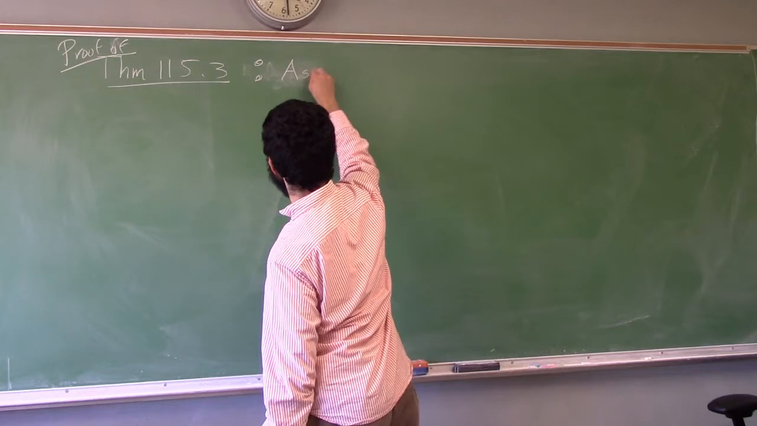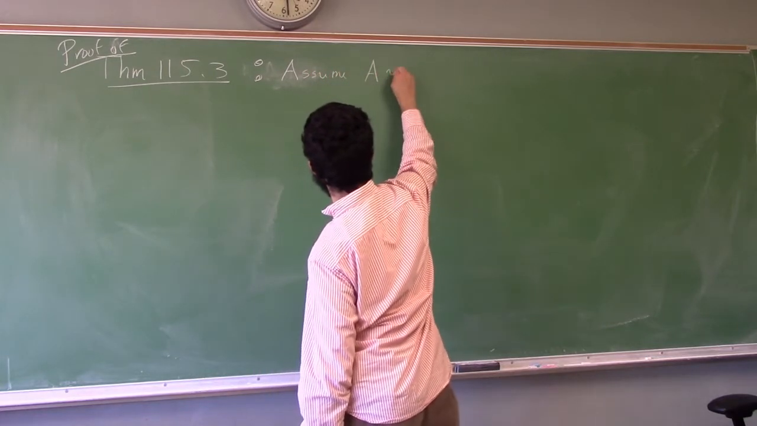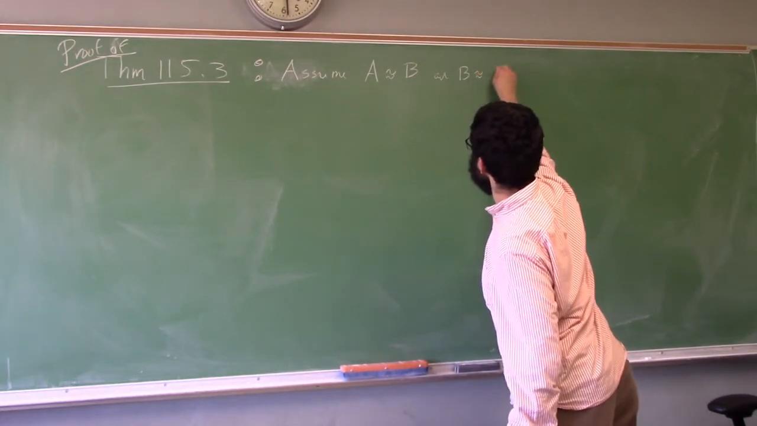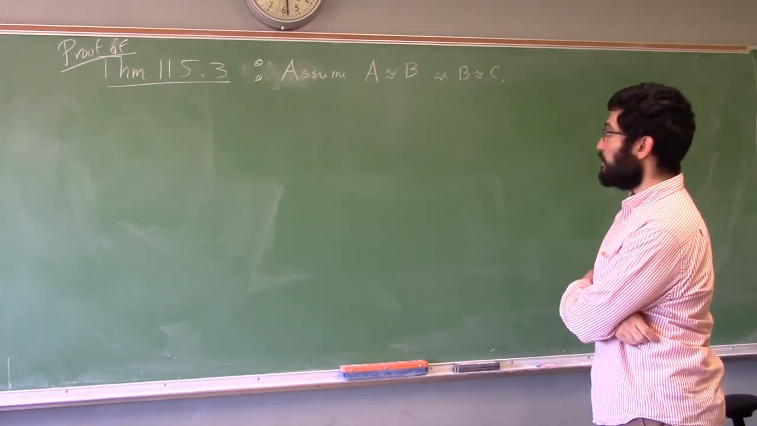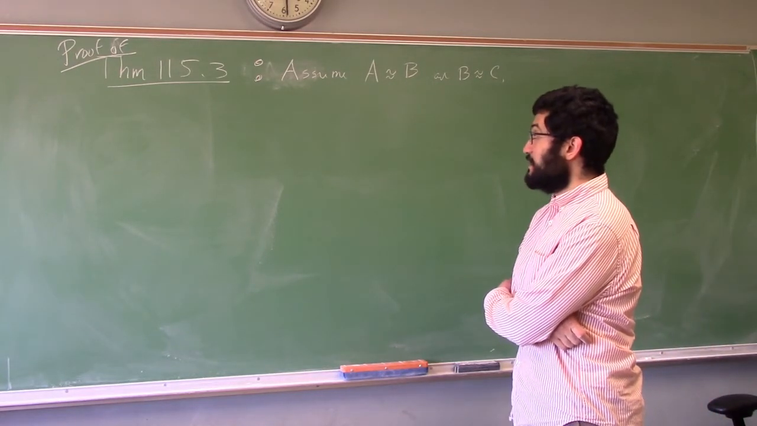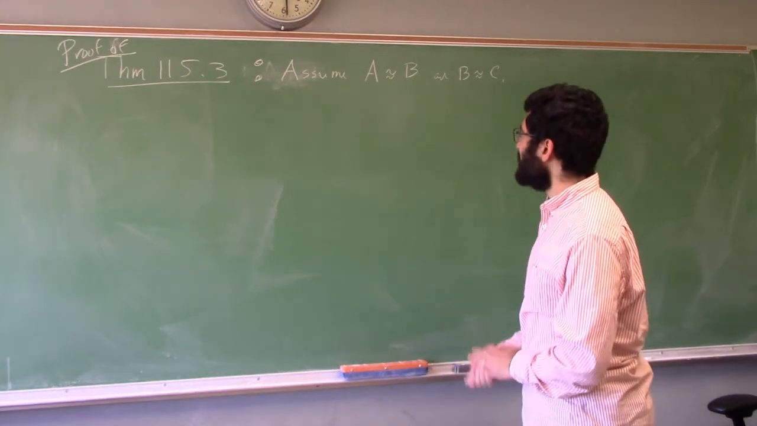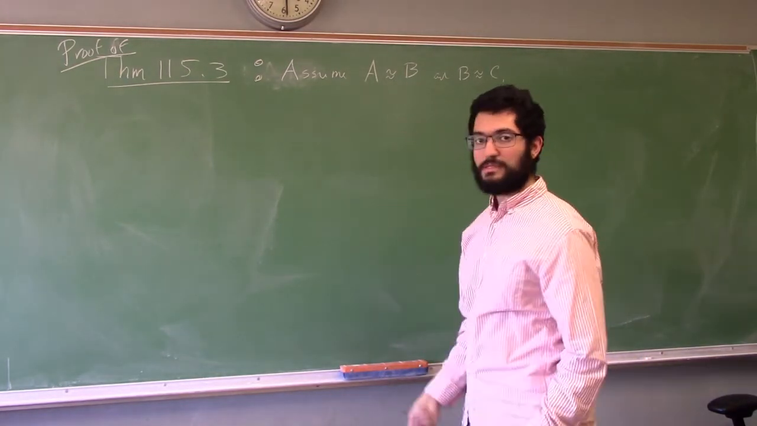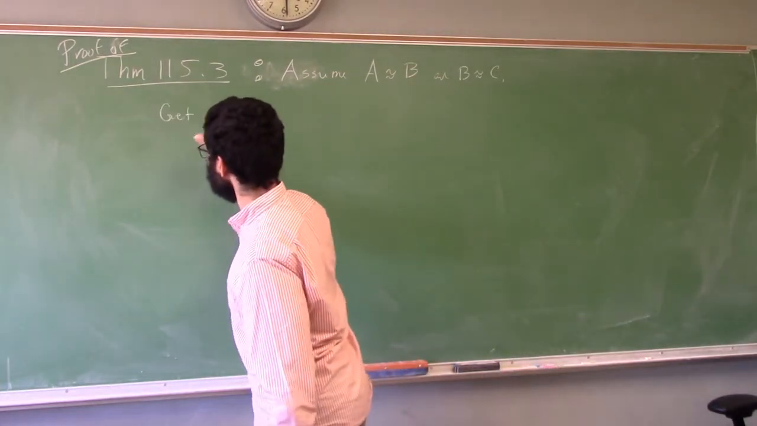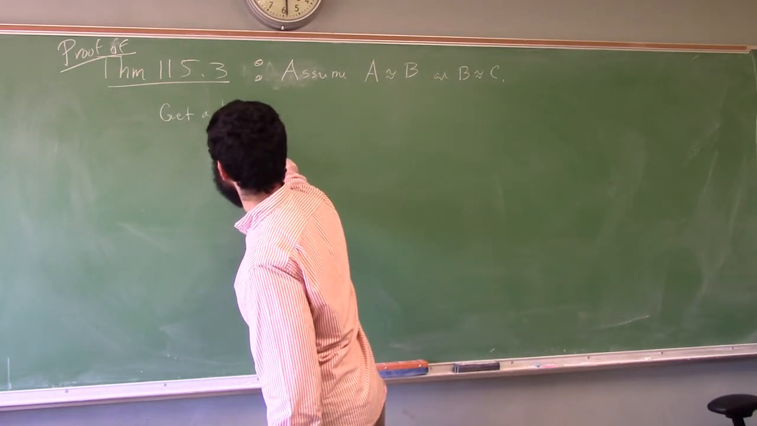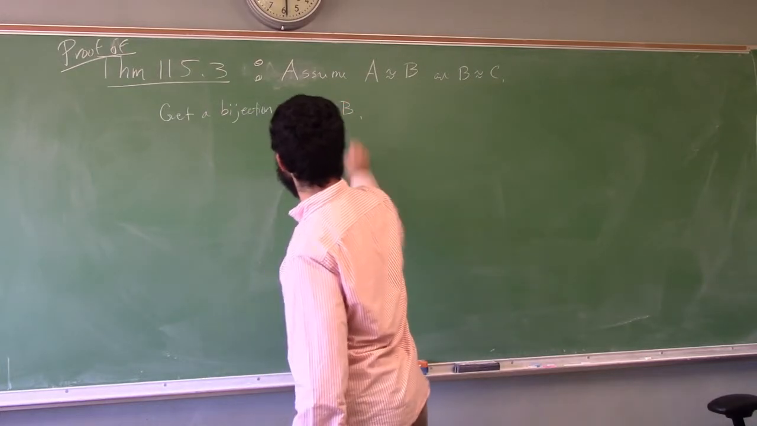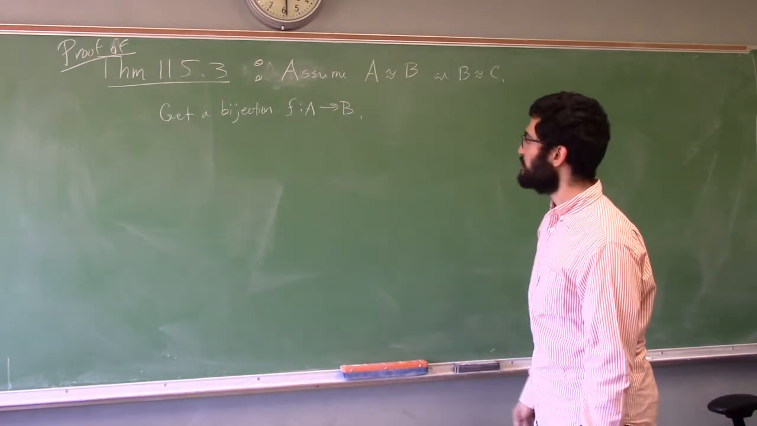Assume A wiggly equals B and B wiggly equals C. And my goal is to prove that A has the same cardinality as C. So let me try to unpack what I have. The fact that A has the same cardinality as B means there's a bijection from A to B. So that means I can get one. There exists one, so I can get a bijection. Or I can say, let F be a bijection from A to B.